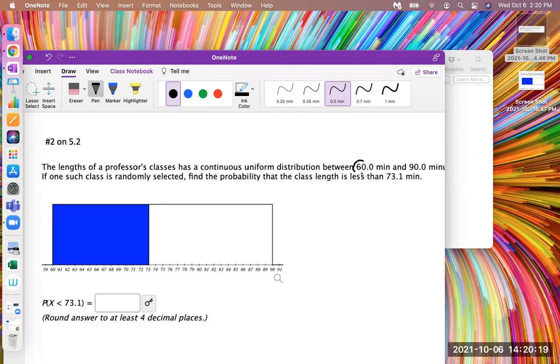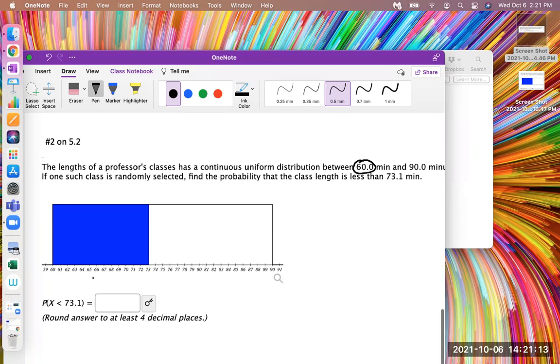Well, the shortest class length possible is 60 minutes. So if it's less than 73, what they're talking about is the likelihood that the class is between 60, because it's going to be at least 60 minutes, and 73. That's what they're really asking for. And I know when you see this X less than 73, a lot of people think from 0 to 73, but no, that's not what's meant here, because it's uniformly distributed, meaning it's equally likely to end at any time between 60 and 90 minutes. That means outside of that interval, there's no probability at all of the class ending earlier than that.